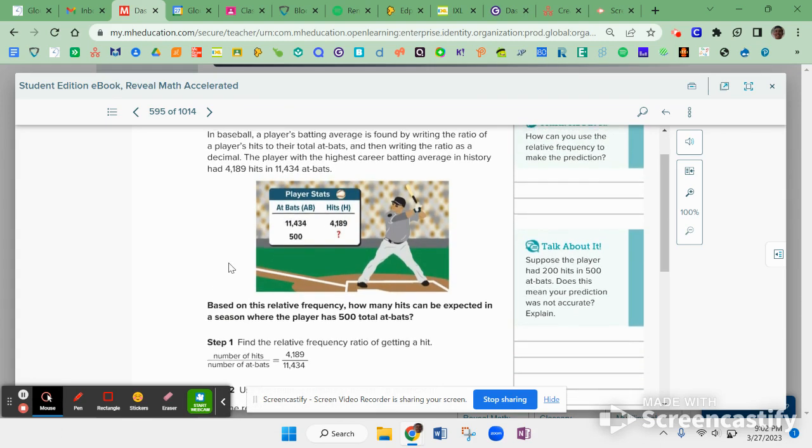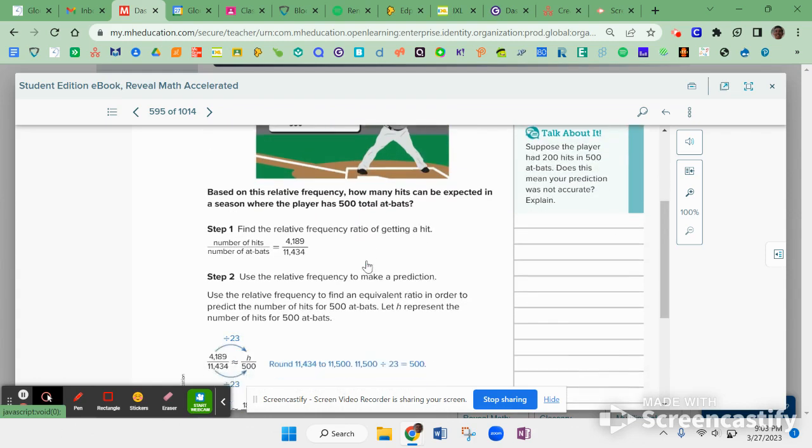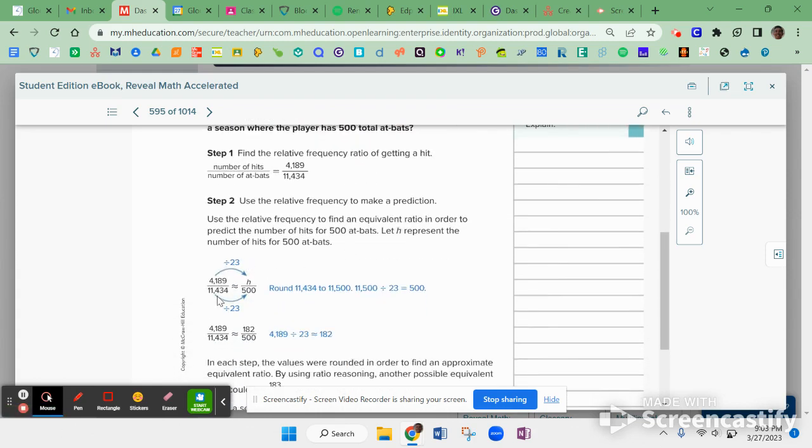So it looks like this player has a career batting average in history. The player with the highest career batting average in history had 4,189 hits in 11,434 at-bats. All right, so that's the data, total and favorable. Then it says, based on this, how many hits could he be expected to get in a season where the player had 500 total at-bats? Basically, we're just making a ratio. If this is his career numbers, then what should he be expected to get out of 500?